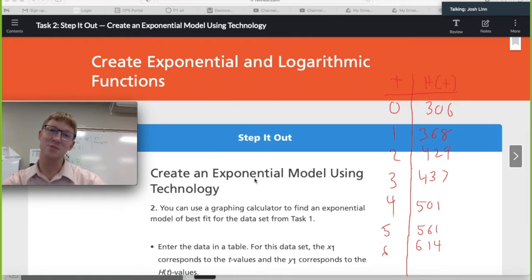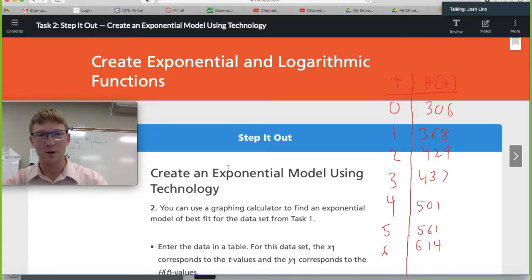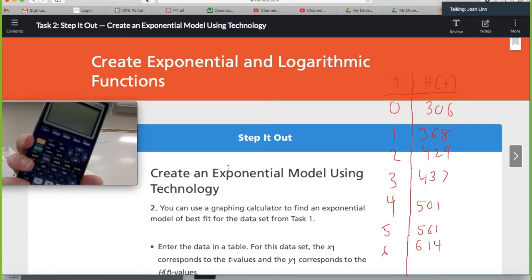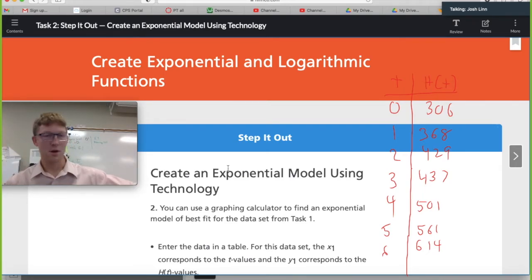So create an exponential model using technology. Anytime you guys are ever going to end up doing this, you're going to use some form of technology to make it do your work for you. Typically, it's going to be a computer program, whatever the company that you work for might prefer to use. In this situation, the company prefers you to use a graphing calculator. Yours is much better than mine. So we're going to do this using a graphing calculator.